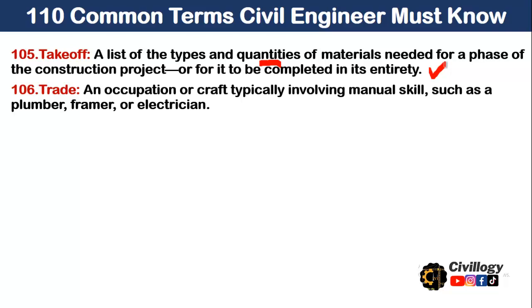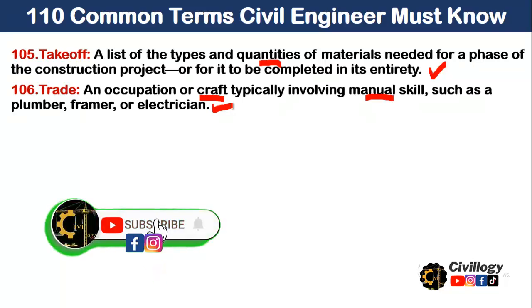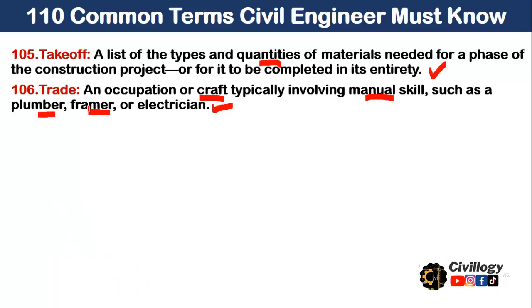106. Trade. What is a trade in the construction industry? An occupation or craft typically involving manual skill, such as plumber, framer or electrician. If one person is skilled in a specific trade, it means that he has some specific circle in which he is skilled, like a plumber is skilled in plumbing, a framer is skilled in making frames, and an electrician is skilled in electrical wirings, etc. So this is called a trade.